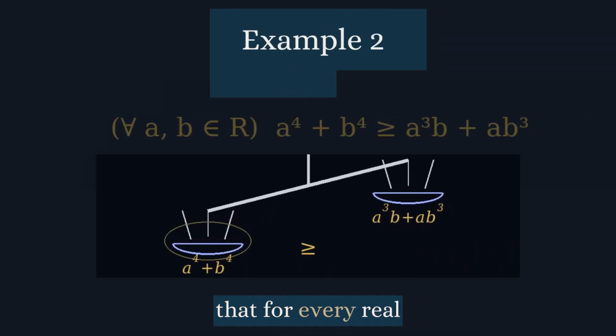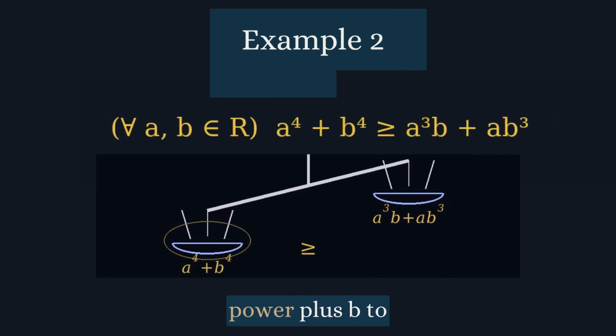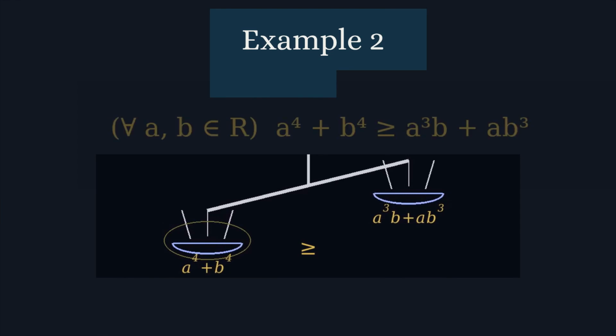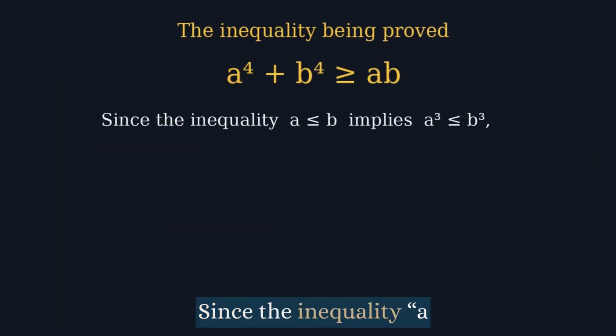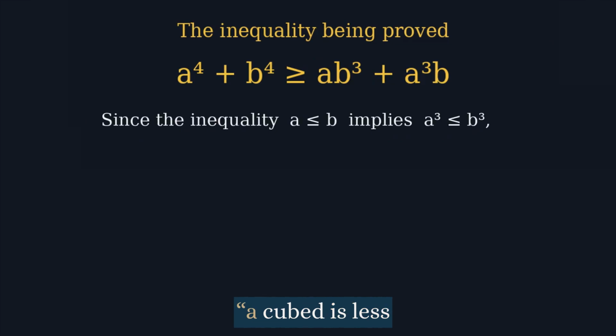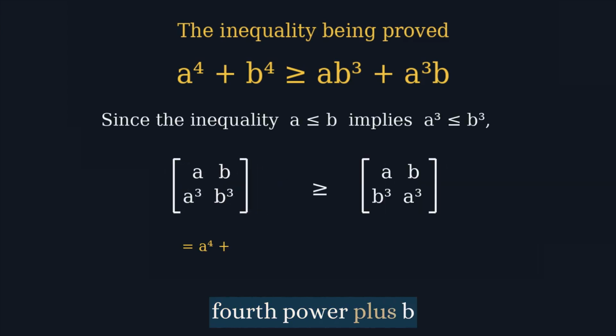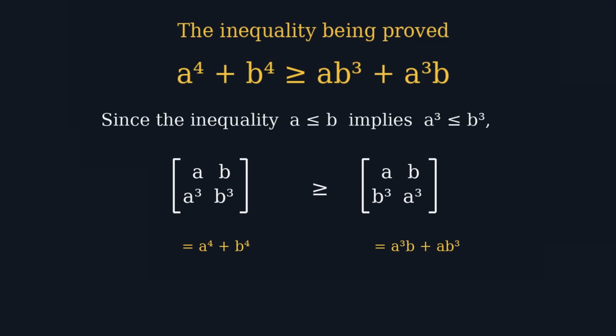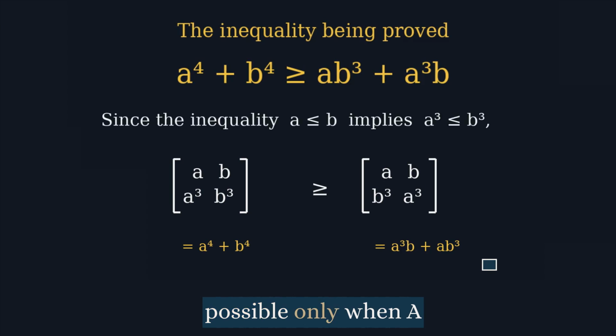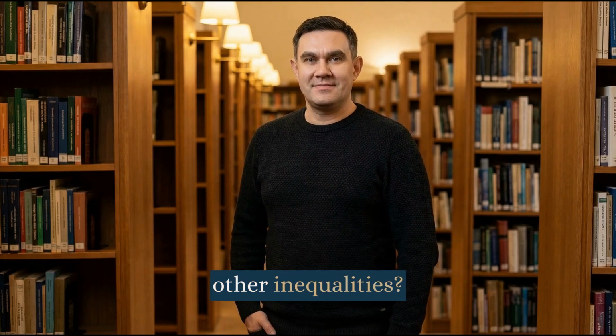We want to prove that for every real numbers a and b, a to the fourth power plus b to the fourth power is greater than or equal to a cubed b plus a b cubed. Since the inequality a is less than or equal to b implies a cubed is less than or equal to b cubed, Theorem 1 yields the following inequality, whose left side equals a to the fourth power plus b to the fourth power, and right side equals a cubed b plus a b cubed. Note that equality is possible only when a equals b. Thus, proof is complete. Are you all ready for other inequalities?